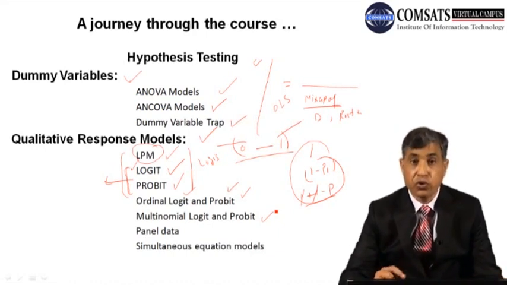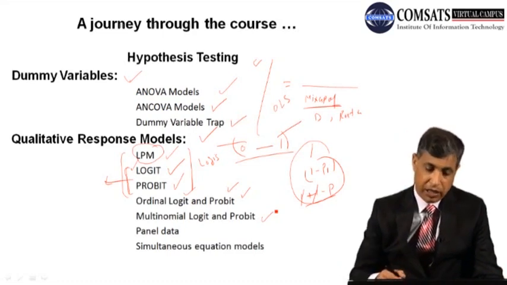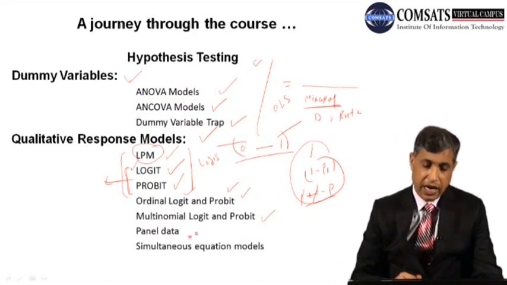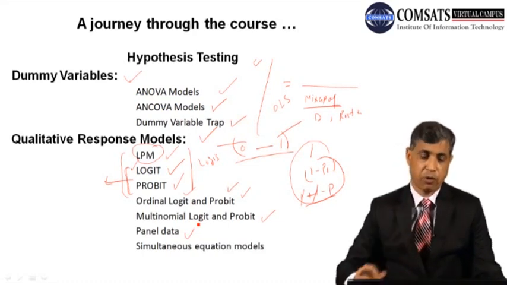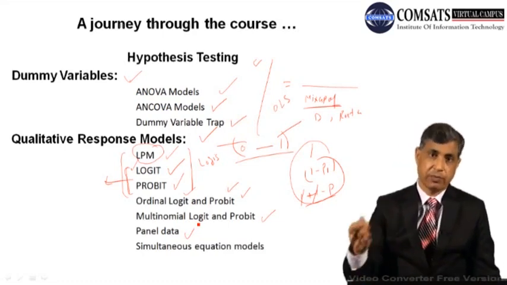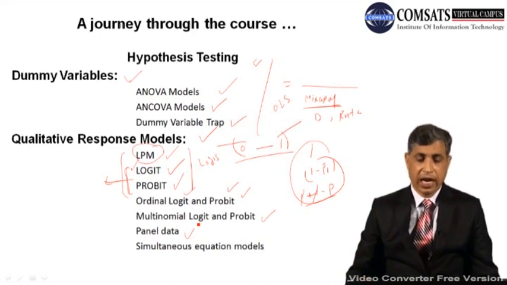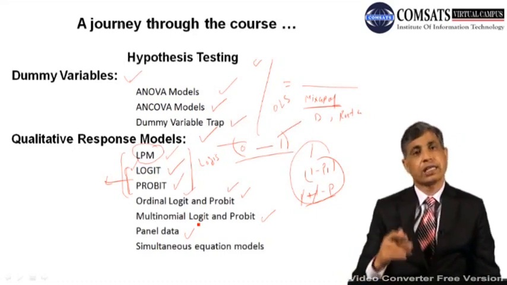In this situation, we go for the multinomial Logit and Probit. I think I should not give much discussion about panel data because you have done this in the previous lecture, and that was the simultaneous equation model.